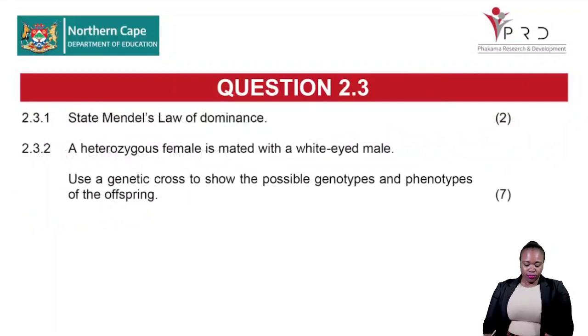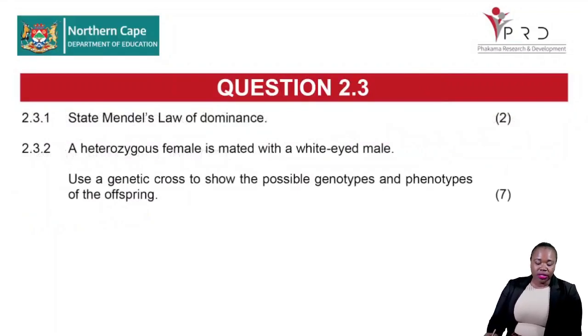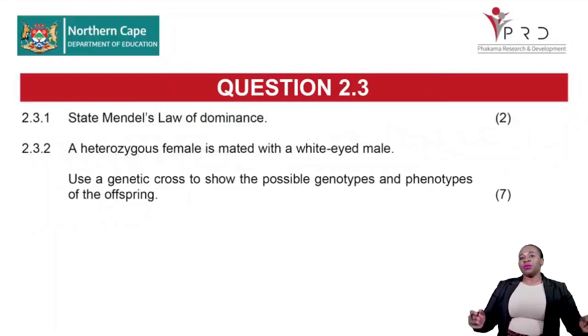2.3.1, it says state Mendel's law of dominance. So remember, when we look at Mendel's law of dominance, we look at the fact that when two organisms with contrasting characteristics, right, that are both homozygous, are crossed, the offspring are always going to take the characteristic of the dominant individual, right? Which then shows us that the dominant one is going to overpower the recessive allele, right?